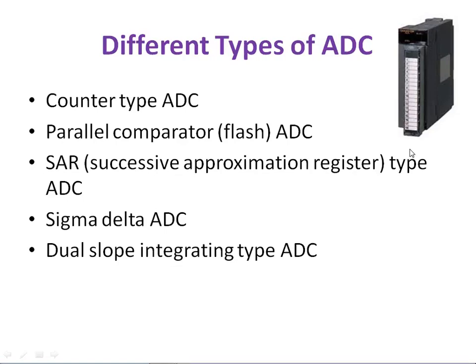Hello students, last class I explained the working of the analog input module, or analog to digital converter. Based on the circuit and hardware available inside the analog input module, we classified the ADC into 5 categories: counter type, parallel ADC, SAR, sigma delta, and dual slope integrated type ADC. So let us see one by one.